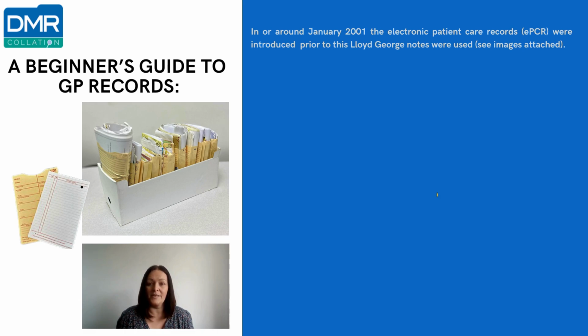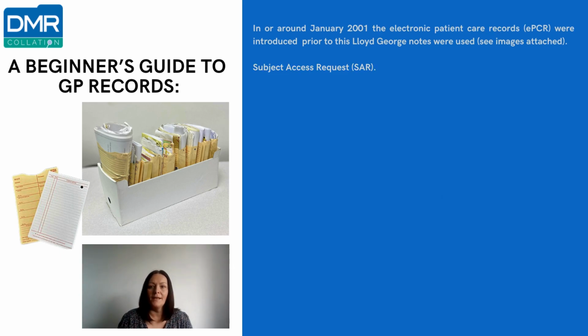In the latter part of the 20th century, as record keeping became more detailed and hospital interventions resulted in more documents, the Lloyd George envelopes became increasingly bulky. The layout and presentation of GP records changed dramatically in or around January 2001 with the introduction of the electronic patient care records. This was updated every time a relevant change was recorded in the GP record. Today, when you request copies of the GP records, you are sent a copy of the electronic patient care record, which forms part of a subject access request.